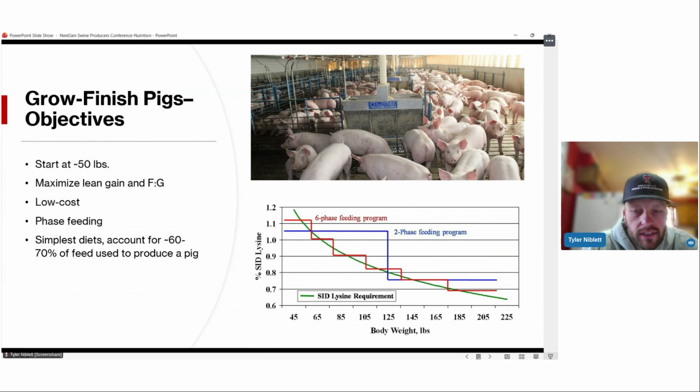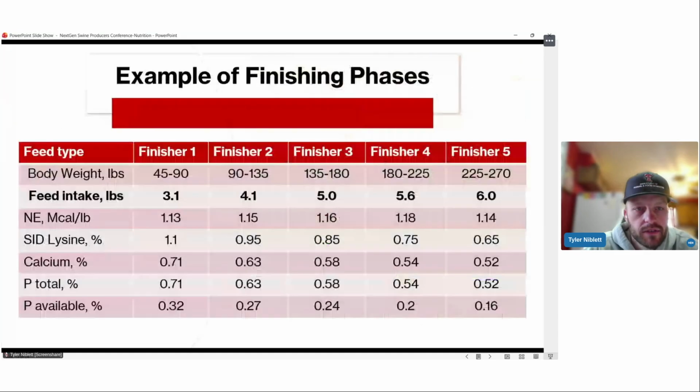And so during this time, the amount of feed that we feed pigs over time from weaning to market weight, the grow finish phase accounts for about 75% of that feed that we use to produce a pig. And so largely these diets here, we only require corn, soybean meal, and our vitamins and minerals. We, at this point, pull out a lot of those specialty ingredients like your fish meal, your animal plasma, your high protein concentrate, your soy protein concentrates.